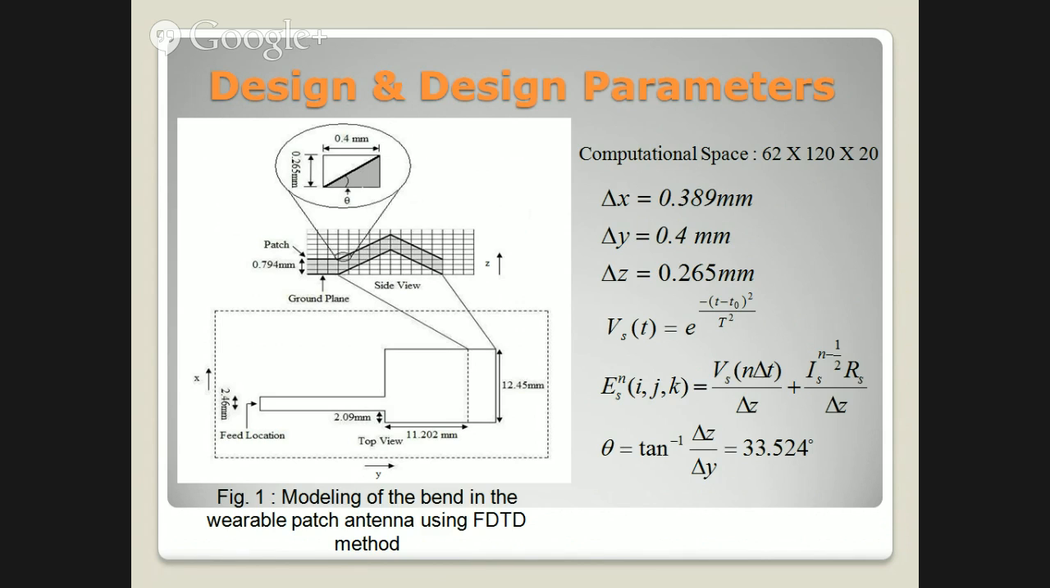You can see the ground plane and the patch. In this case, because the bend is passing through the cell diagonally, we can calculate the angle, which is 33.524 degrees. Here the delta x, delta y, delta z, you can see; the computational space is 62 by 120 by 20, and a Gaussian pulse is used to excite the antenna. We have used a resistive voltage source for the excitation.